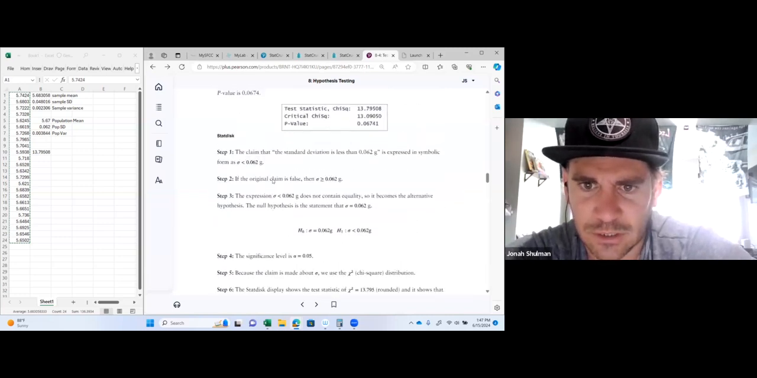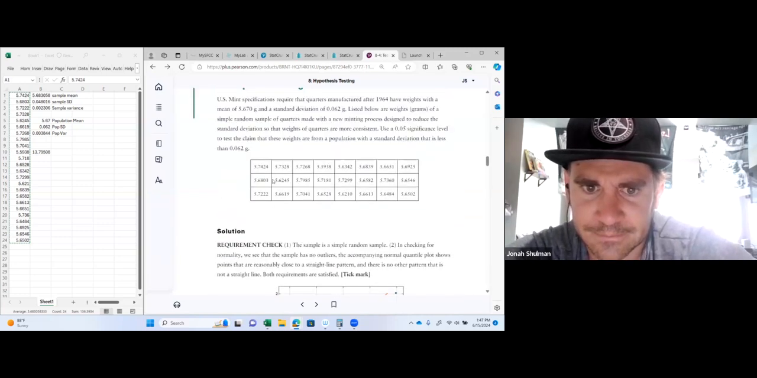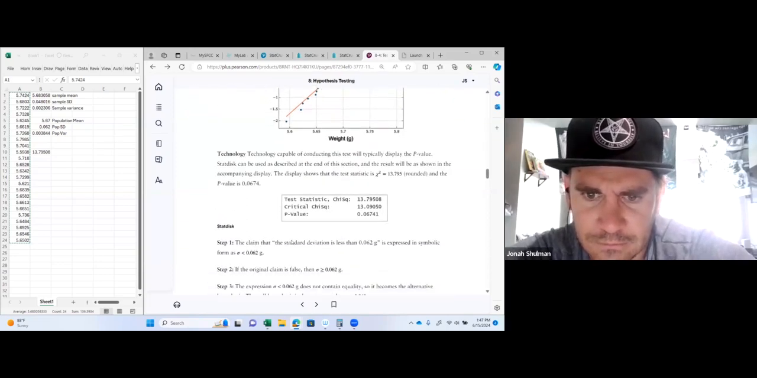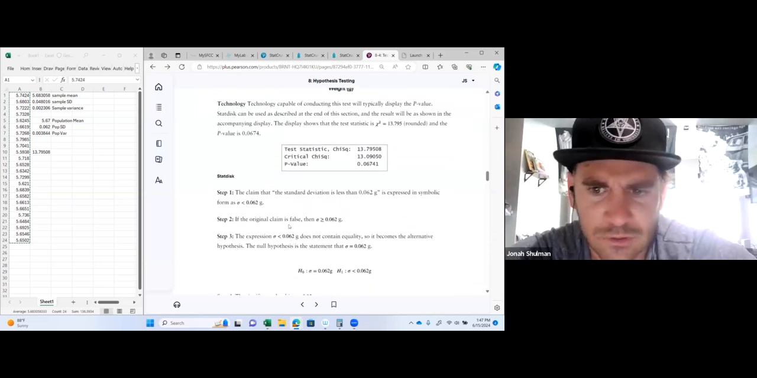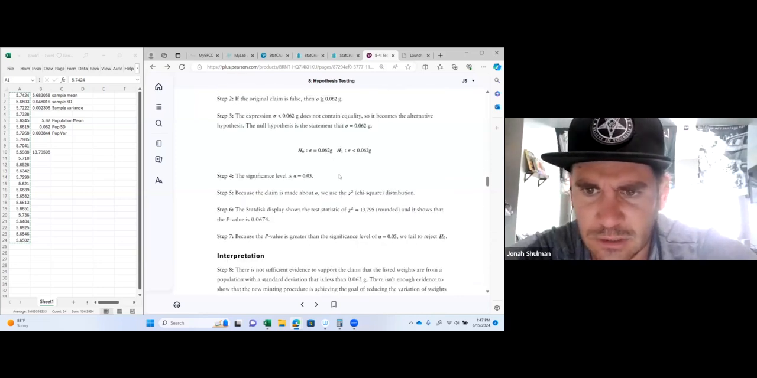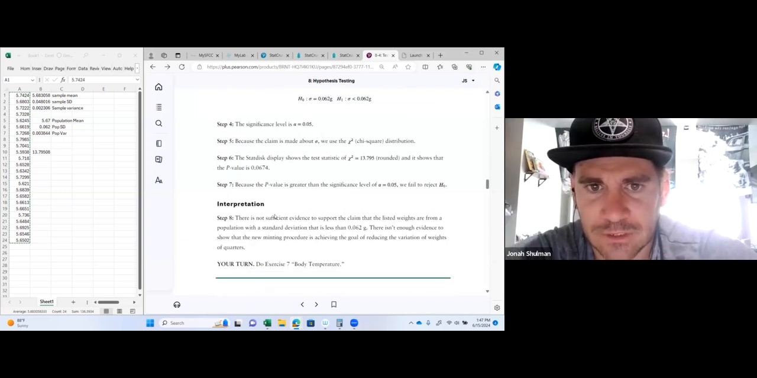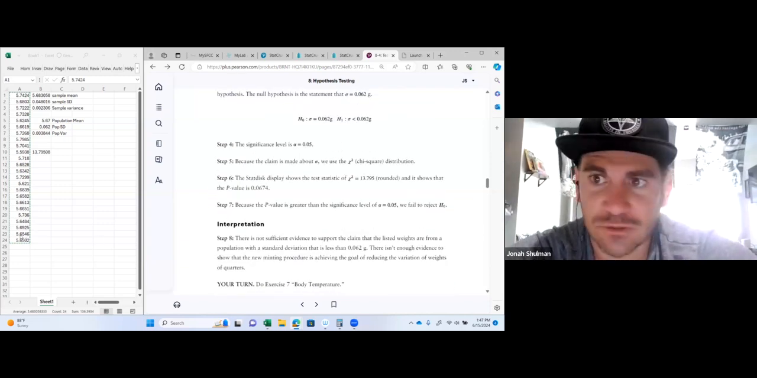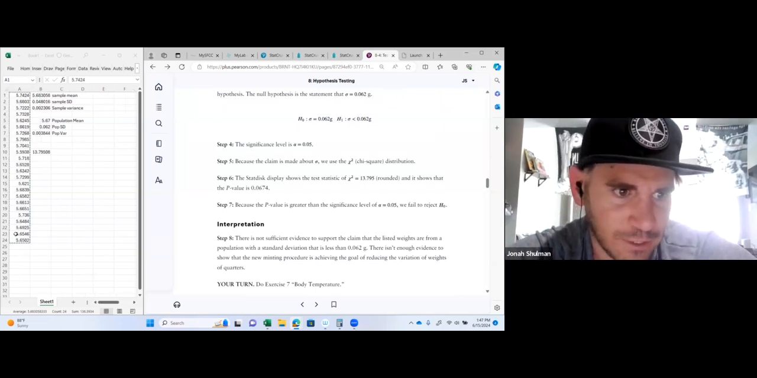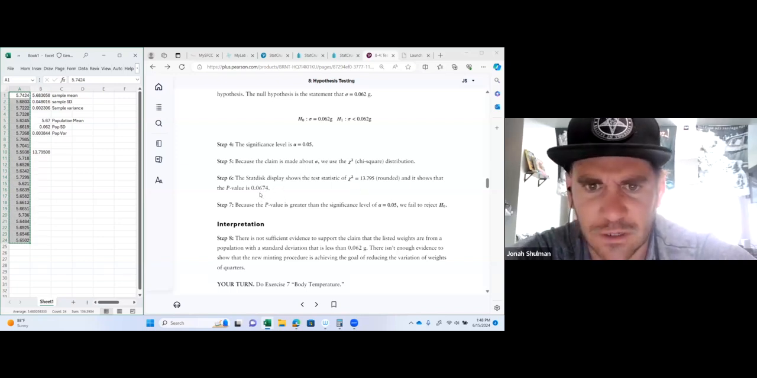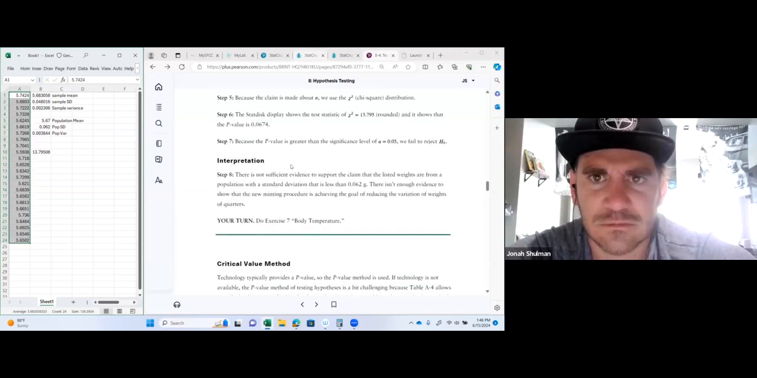So let's look at the chart. We have our null and alternative hypothesis, which looks good. All right, now they're telling us that the p-value is 0.0674. Let's double check that. We have degrees of freedom of 23, one less. And they're saying the p-value is going to be 0.0674.